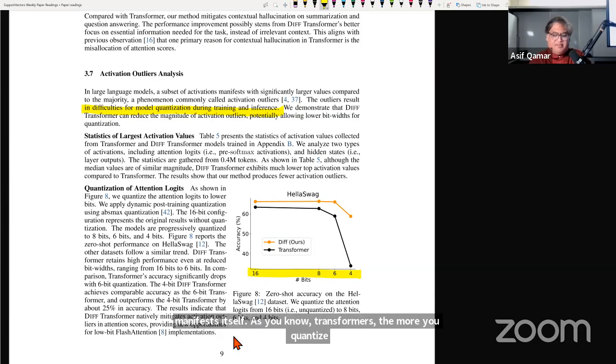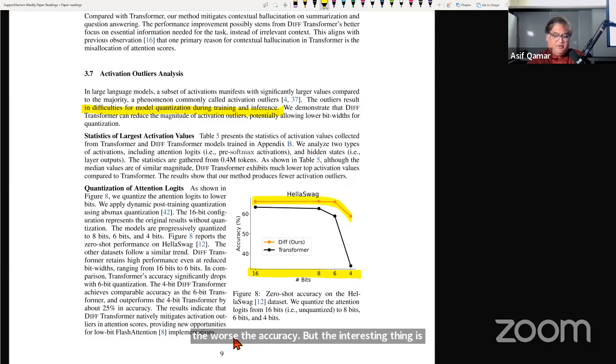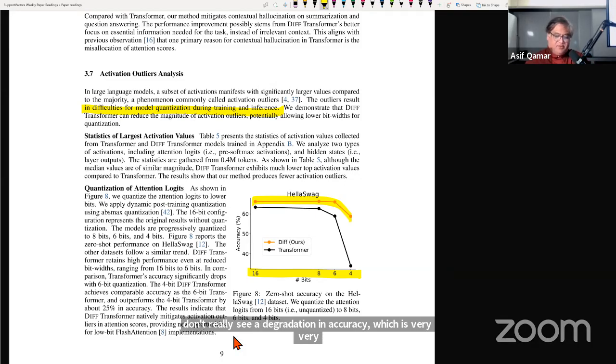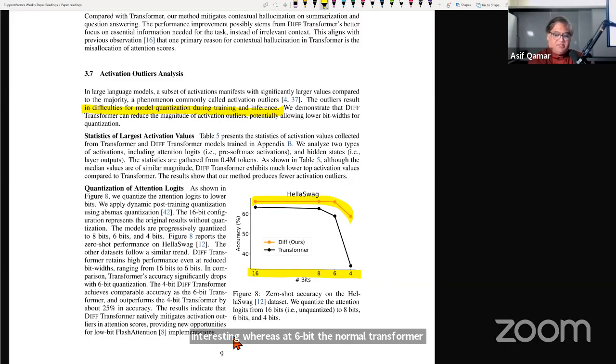But the interesting thing is that this line, which belongs to the diff transformer, is holding itself up fairly well. Up to 6-bit quantization, you don't really see a degradation in accuracy, which is very interesting. Whereas at 6-bit, the normal transformer begins to cascade down. 4-bit transformers are what many of us tend to download because we don't have very big GPUs on our workstations. So there the accuracy gap is quite dramatic.